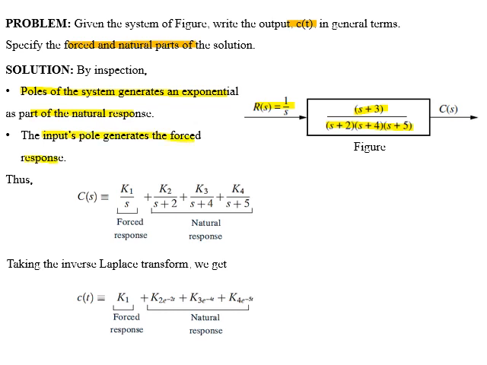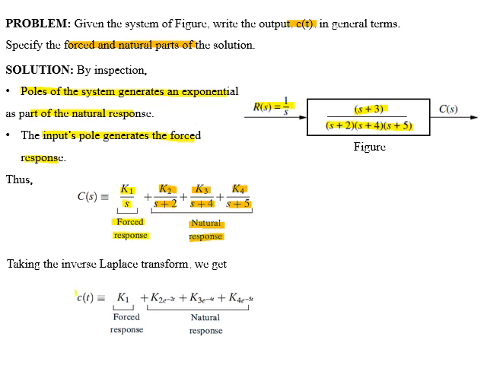So the given output transform equation will consist of 4 terms. First term will be due to input pole, and this will be our forced response. Second, third and fourth terms of the partial fraction will be due to poles of the system, representing pole at -2, pole at -4 and a pole at -5. These 3 terms combined will form natural response of the system.